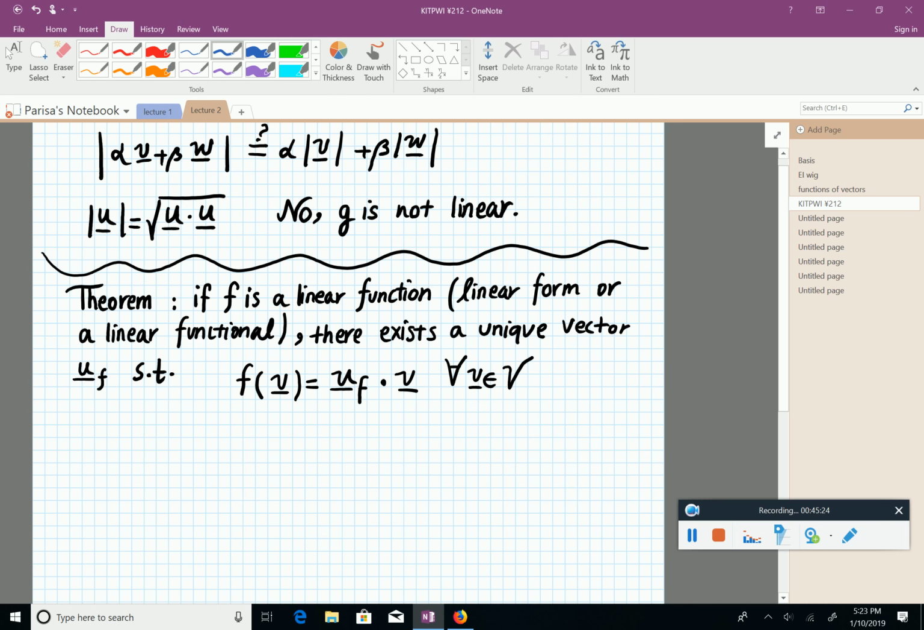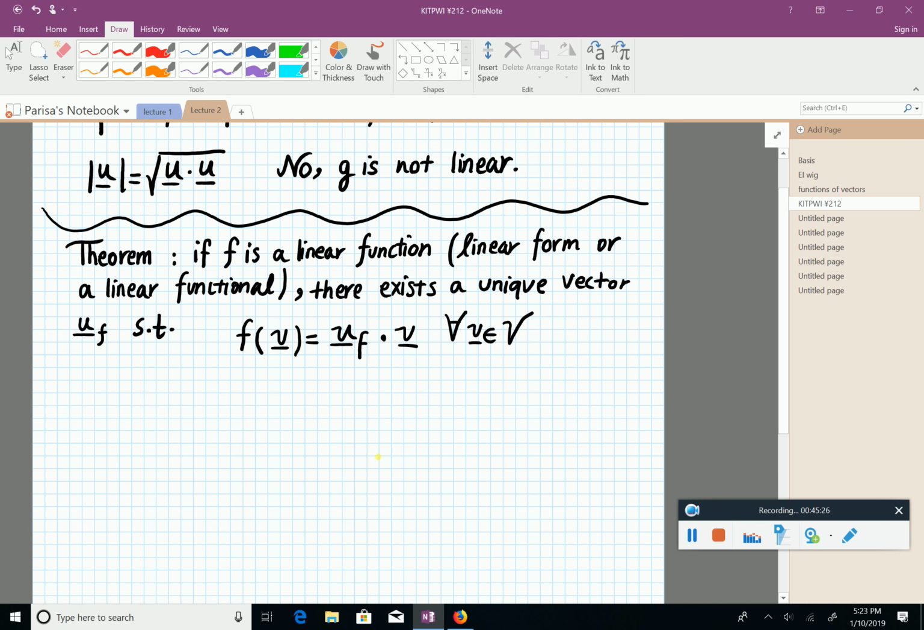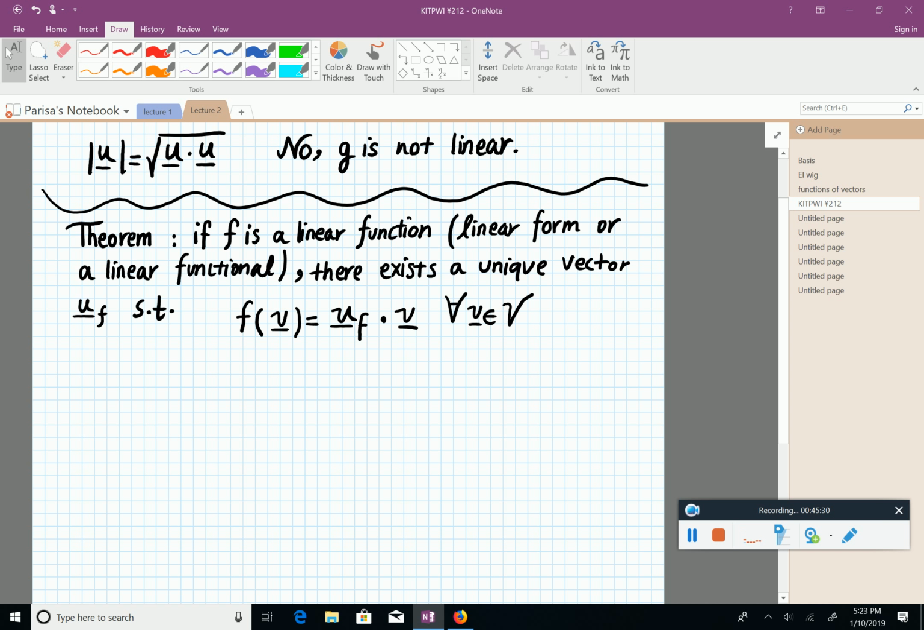What does it say? If you have a linear function, the action of the function can be represented by a dot product. There is a unique vector that you can find that you can represent the action of the function in the form of dot product. So let's quickly look at the very simple examples we had before, the two ones which were actually linear, and see if we can kind of very quickly decide which vector is this u sub f, this mysterious unique u sub f.